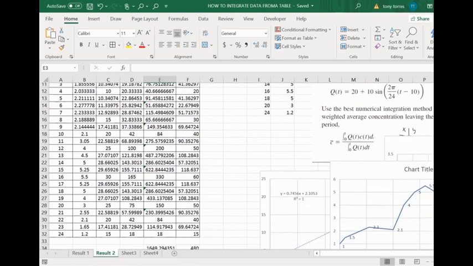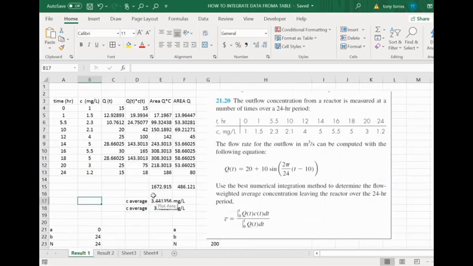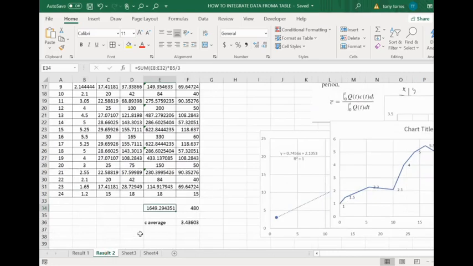With that said, if I go to the bottom, you see 1649 versus 1672. So it definitely improved the area under the curve for the new function called QC. If I do all the calculation, the 480 will not improve at all because we demonstrated that at 24, the area under the curve for the flow, this one here, the average flow, will be 480. So the C average is finally 3.43 or 3.44 at 2 decimal places.